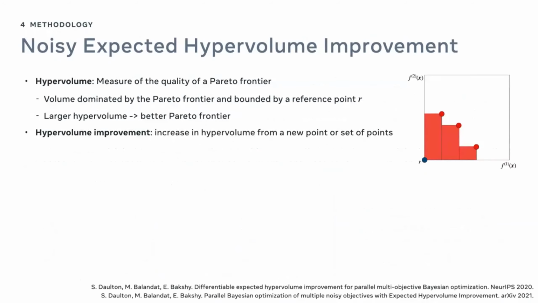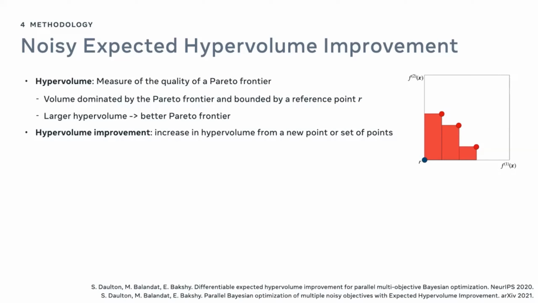We also need to deal with the multi-objective aspect. And some background on this. A classic measure of the quality of the Pareto Frontier is the hypervolume, which is the volume that's dominated by the Pareto Frontier and bounded by some reference point R. Larger hypervolume means a better Pareto Frontier.